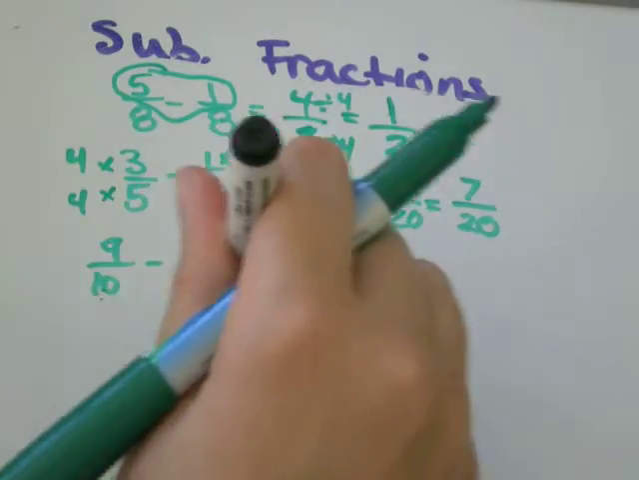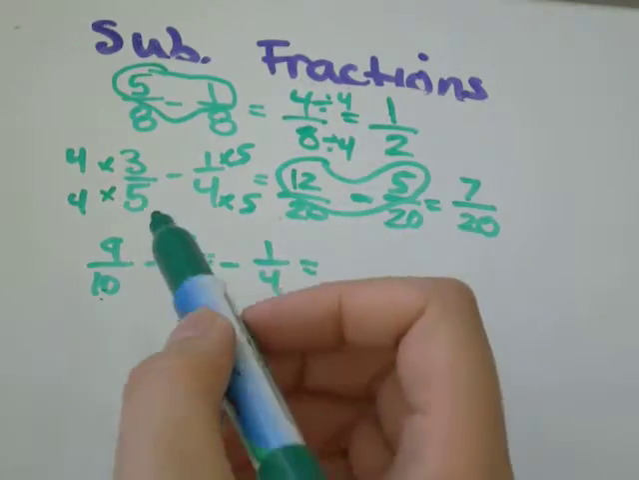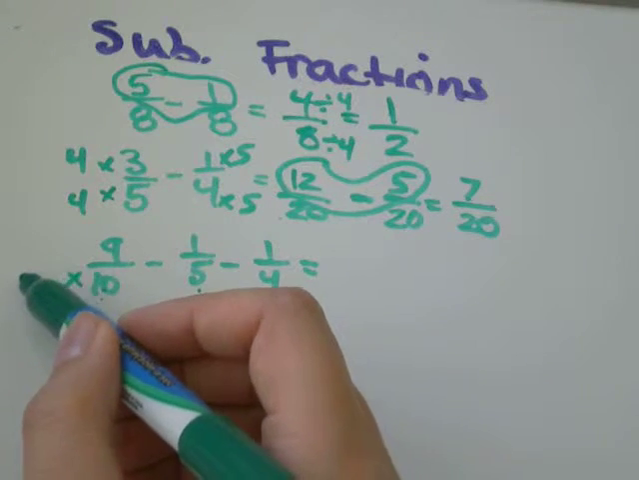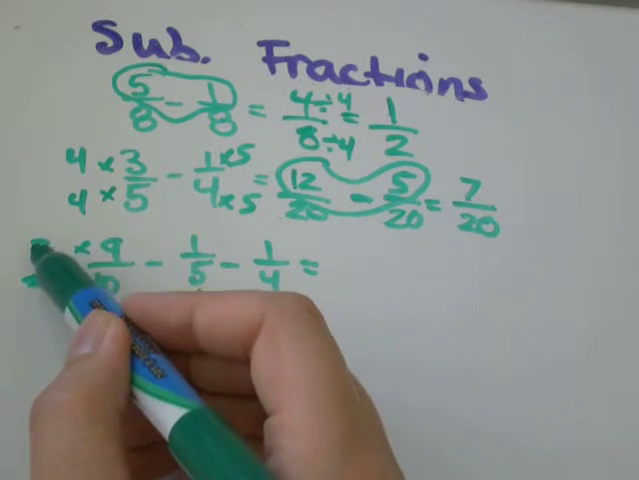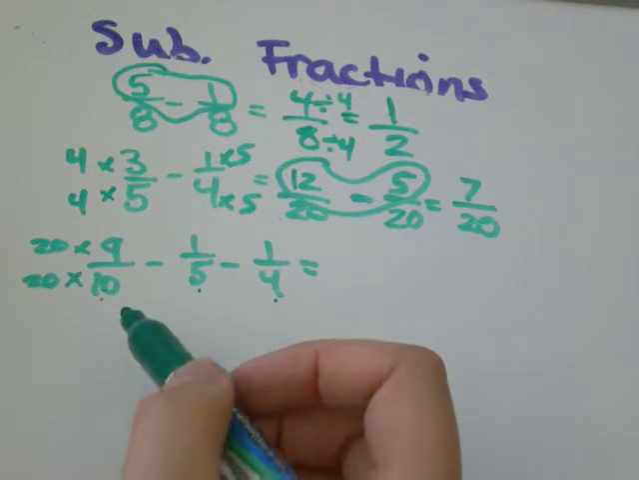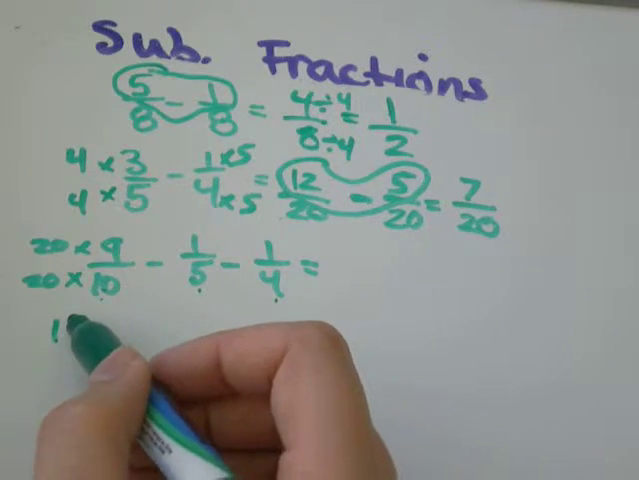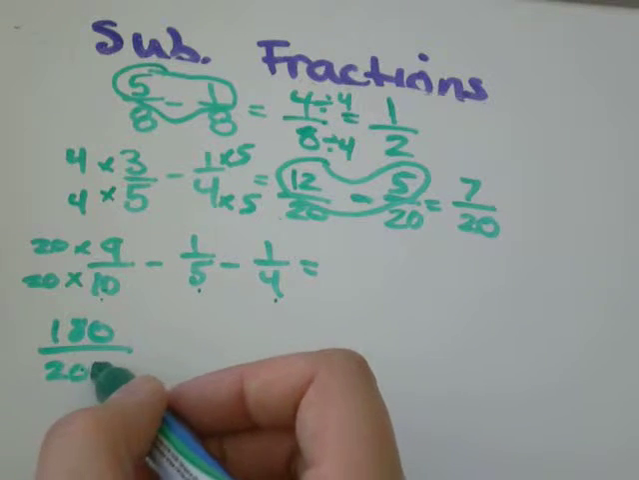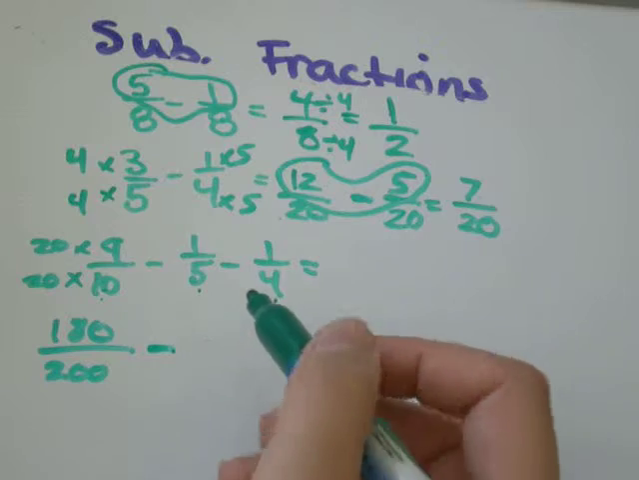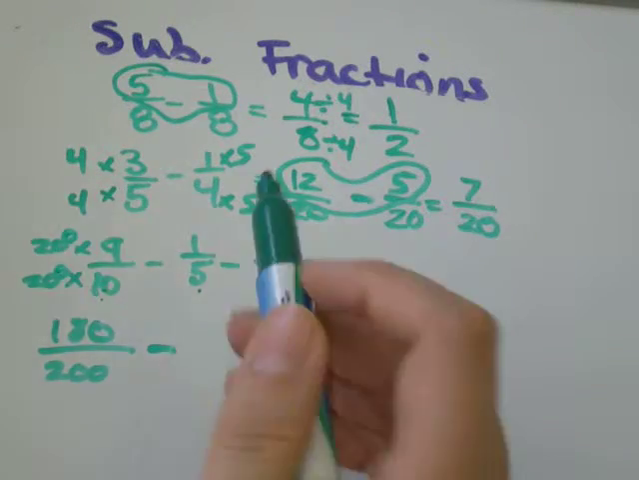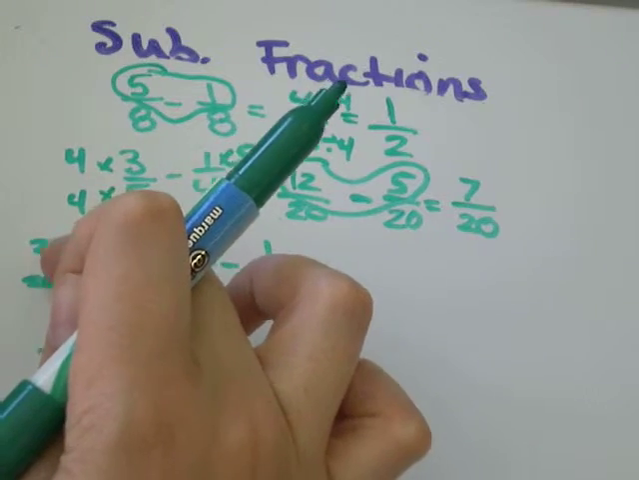So, how do I turn 10 into 200? Well, I'll multiply that by 20. And I will get 20 times 9 would be 180 over 20 times 10 would be 200. Minus, how do I turn 5 into 200?